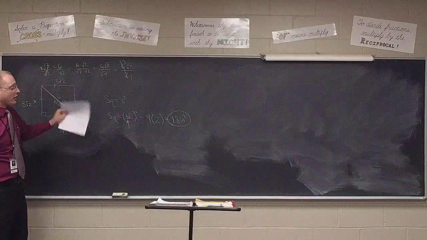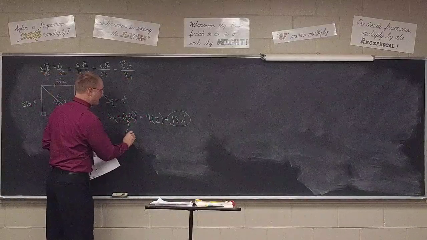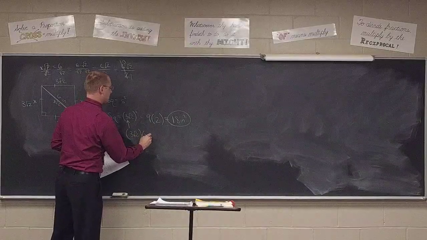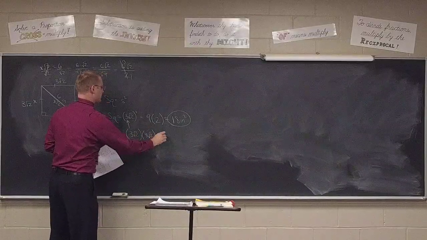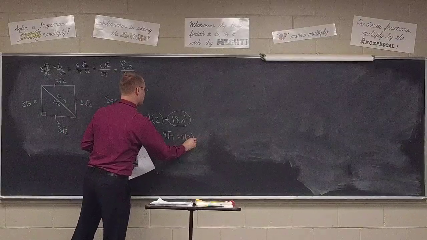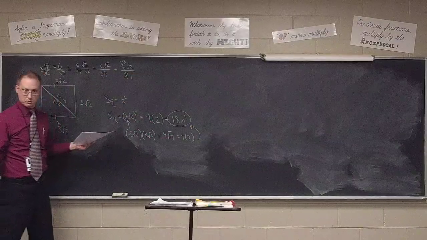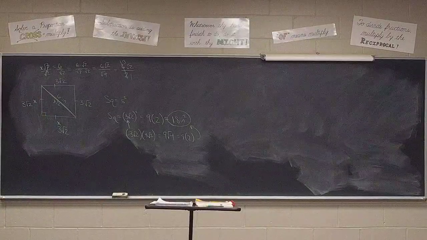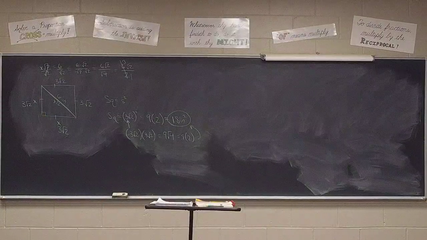All right, now, the other way you could do it, the Algebra 1 method, is to say, well, square means times itself. So you could say, that's 3 square root of 2 times 3 square root of 2, which is 9 square root of 4, which is 9 times 2, which is 18 square inches. Okay? How many of you got the 18 square inches? No, I just did that. I didn't remember. Really? Okay.